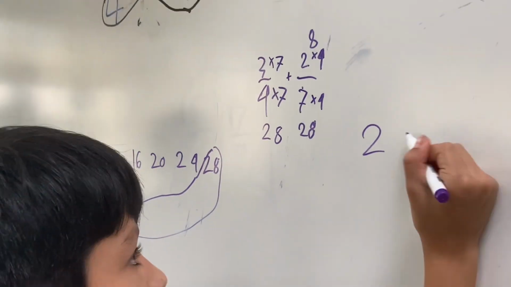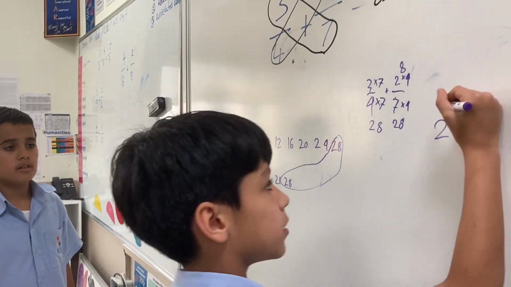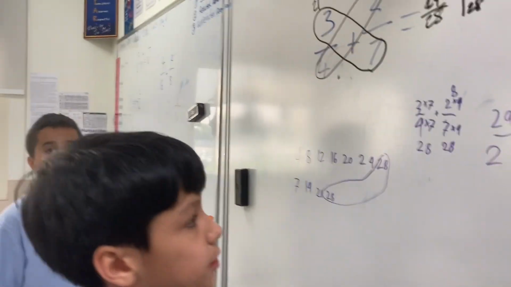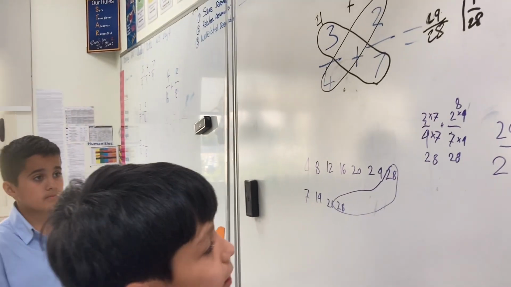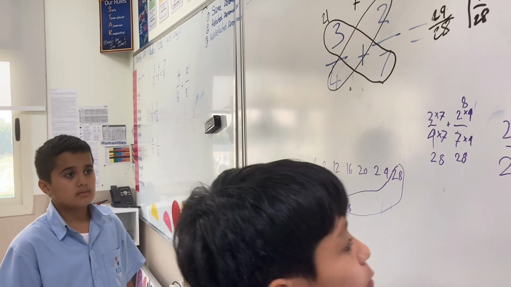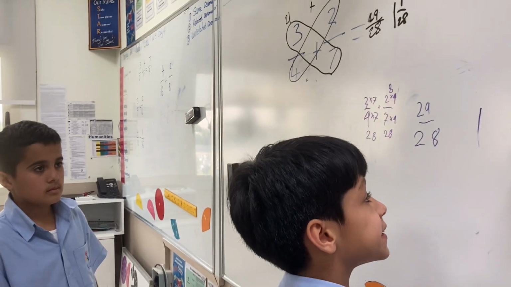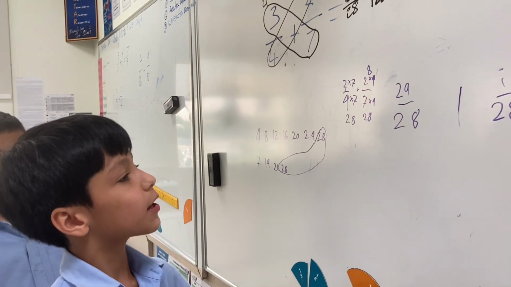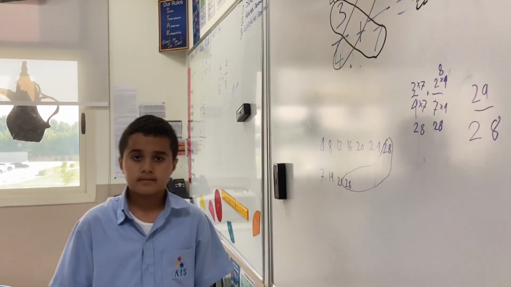And 21 plus 8 equals 29. And then this is an improper fraction, because the denominator is like how many whole pizzas can fit in the whole. And this is over the whole. So it's one whole number and 28 ones. 1 and 1/28.